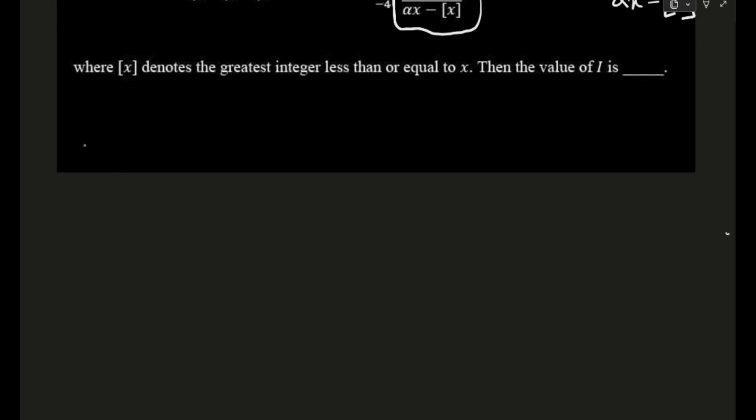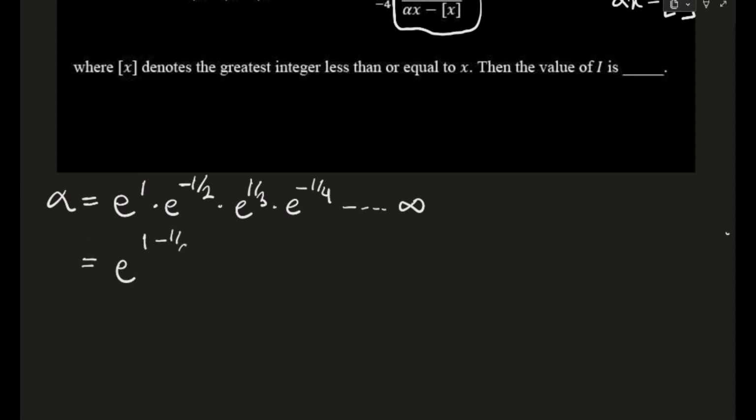For calculating alpha, if we manipulate or bring the powers, it's written in fractions, right? If we bring it to a more stable form, this will be e power 1, and the denominator was e power root e, so e power minus half. After that you will have e power 1 by 3. After that you will have e power of minus 1 by 4, and this goes on till infinity. Basically this thing is nothing but e power of 1 minus half plus 1 by 3 minus 1 by 4, and this goes on till infinity.